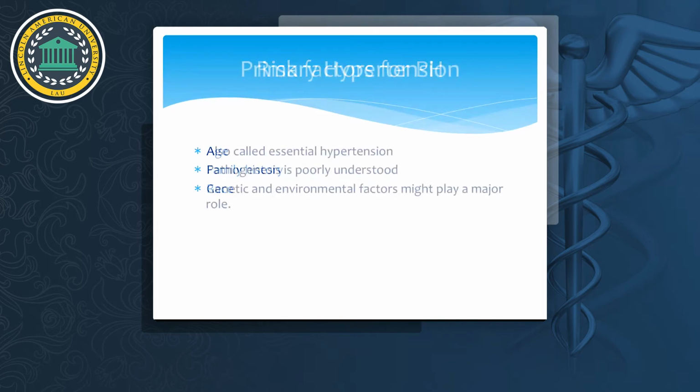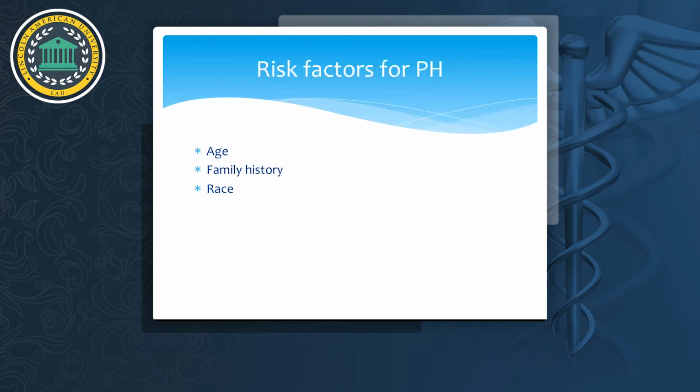Now, there are risk factors of primary hypertension. So advancing age increases the incidence of hypertension. Family history: hypertension is about twice as common in subjects who have one or two hypertensive parents. And race, hypertension tends to be more common, severe, and occurs earlier in life and is associated with greater target organ damage.